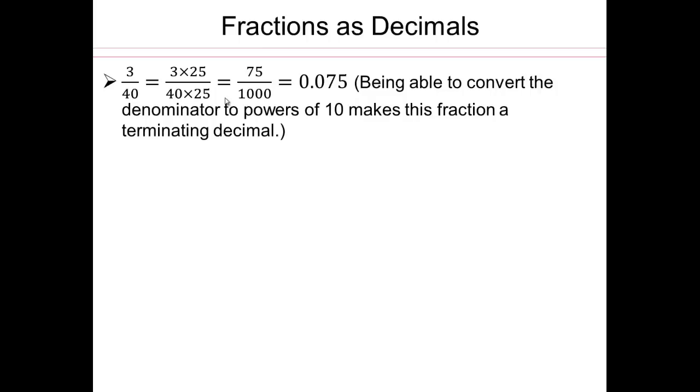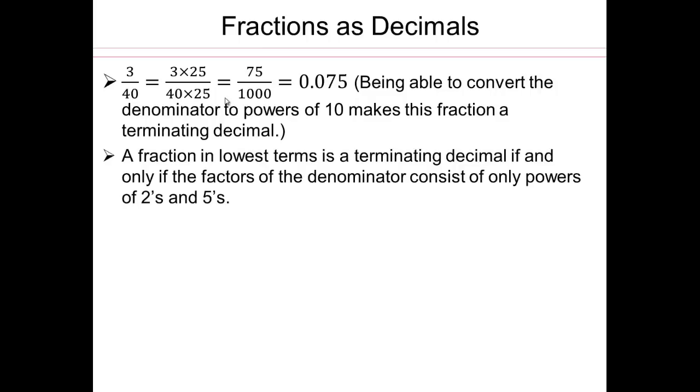So 1/2, do you know what 1/2 is? Half means 0.50. See if you can figure out why that is. So a fraction in lowest terms is a terminating decimal if and only if the factors of the denominator consist only of 2's and 5's. If you have anything other than 2's and 5's, then you cannot easily convert them into a decimal. You have to do something more then.